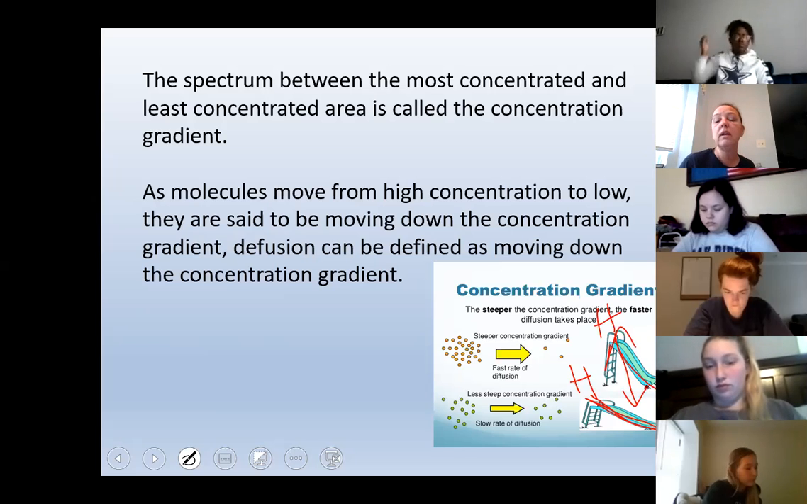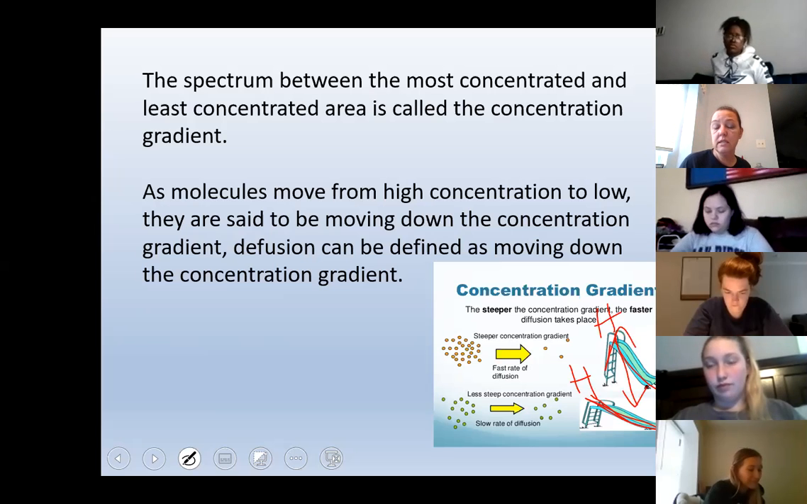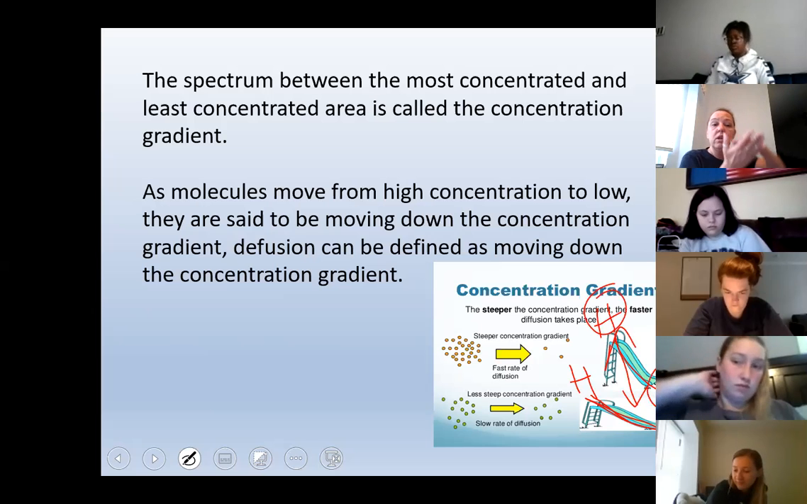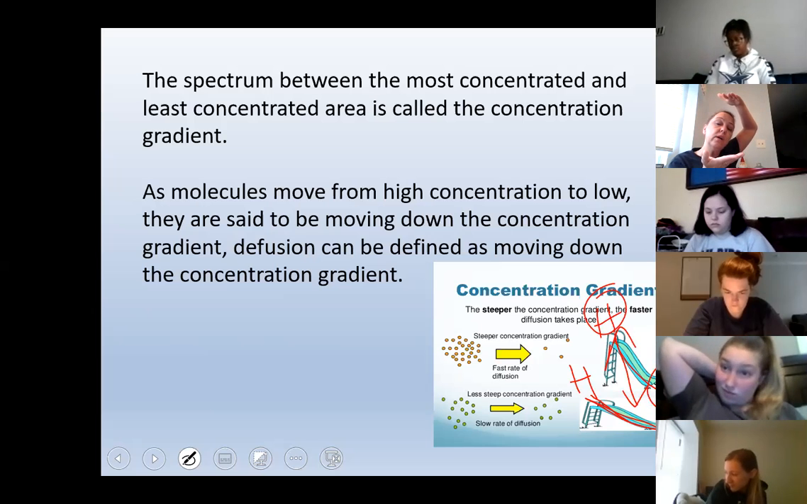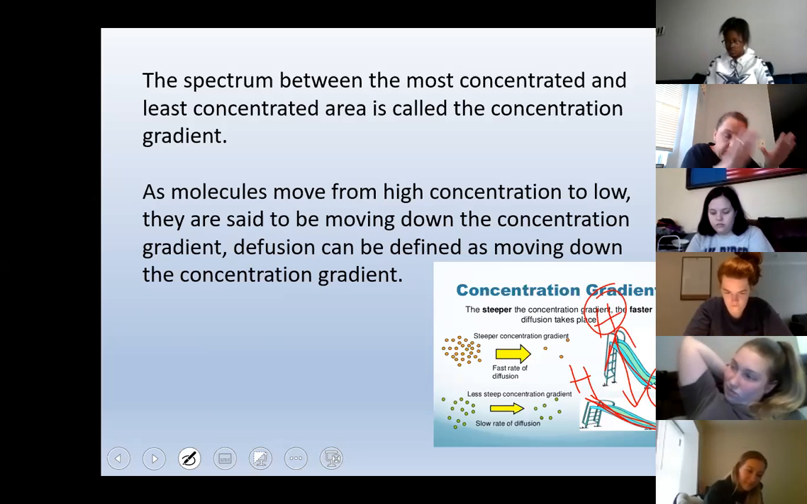That is our concentration gradient. The difference between the high and the low. The greater the difference, the faster we're going to move. Just think of the slide. The lower the difference, now I'm having to push myself. I'm not moving very well at all.